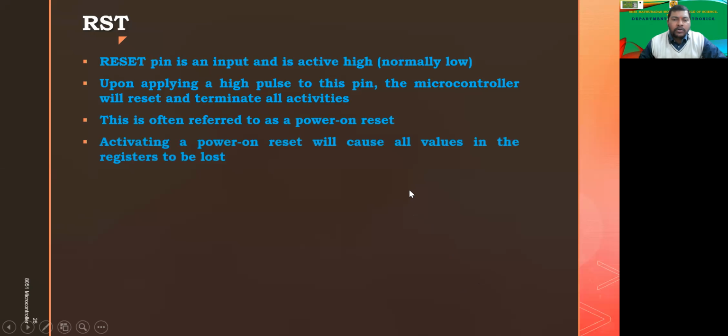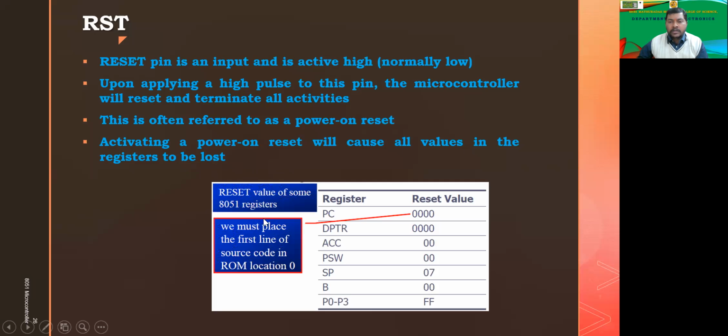Activating a power on reset will cause all values in the registers to be lost. As we have said, in a microprocessor also, if we switch off the power supply, then all the data stored in the general purpose registers goes out, right? The same situation is there in this microcontroller. We have a reset button. As soon as we push this reset button to high level, then automatically all the data kept in registers is lost. So this is the concept of that.